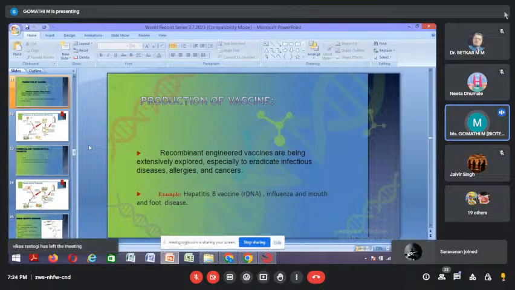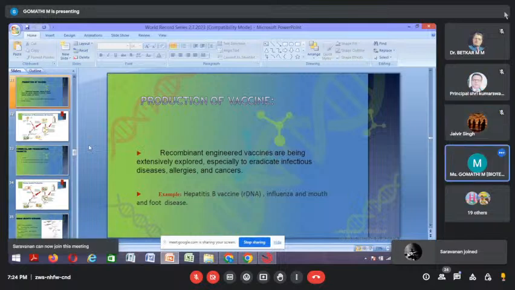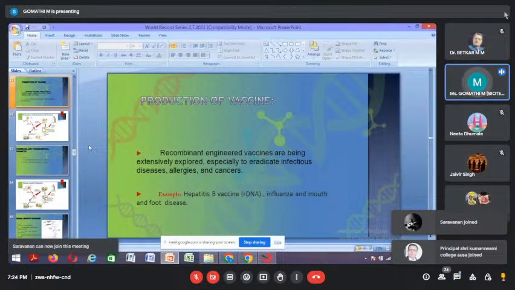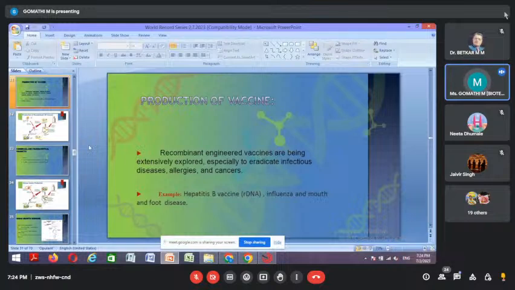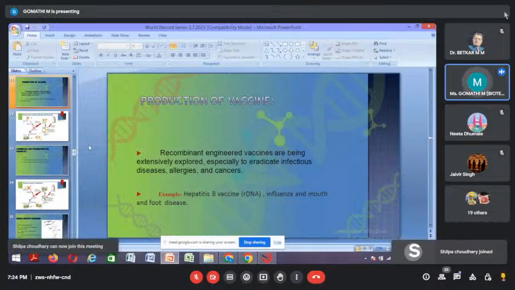Recombinant DNA technology is also used in the production of vaccines. Recombinant vaccines are being extensively explored, especially to eradicate infectious diseases, allergies, and cancers. Examples of some vaccines produced by recombinant DNA are the hepatitis B vaccine, the influenza vaccine, and the foot and mouth disease vaccine.